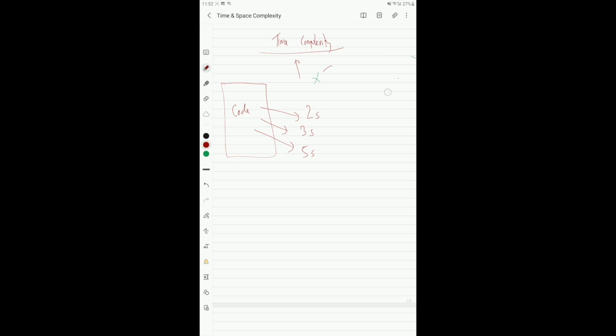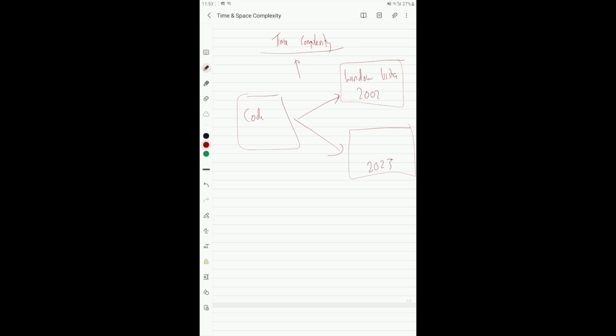Okay, so if it's not that, let's say you have two computers. Let's say you pass this piece of code into two computers. Let's say you pass it through a Windows Vista, the old one, 2002. And let's say you pass it through the latest 2023 M2 MacBook Air.